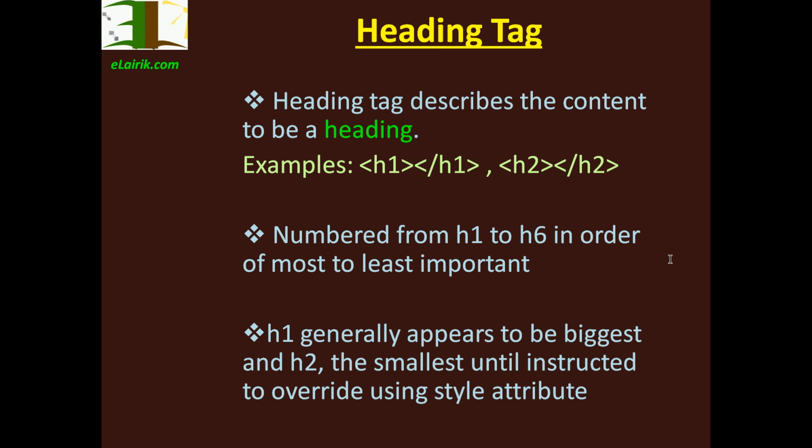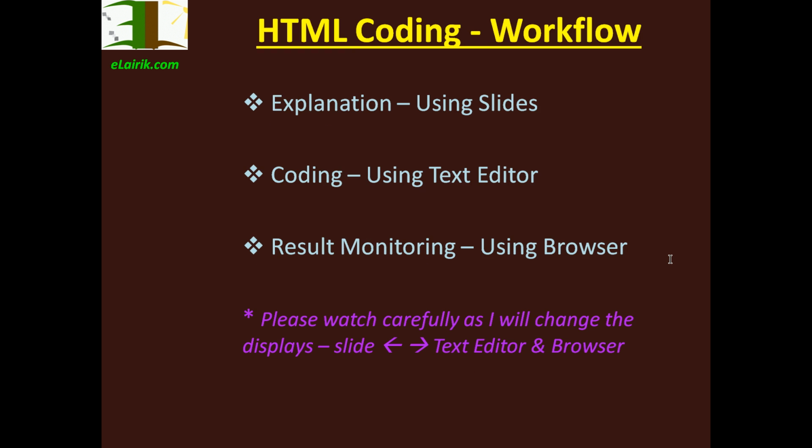Let us perform coding in the text editor, save and see the result in our browser. For this, I will work on two windows, one for the text editor and another for the browser. I will explain using slides, do the coding in our text editor, save the code and open the file in the browser and refresh in subsequent steps. I will repeat the procedure after each explanation, so please watch and learn carefully.